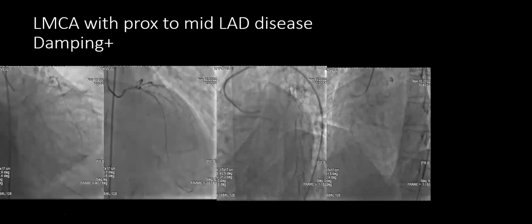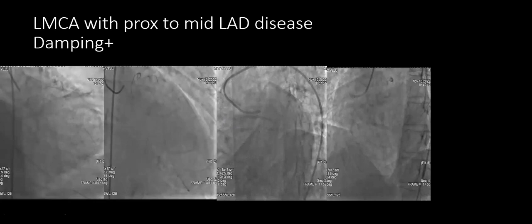See here, there is a very lazy lesion in the LMCA producing dampening. So I am removing the guide from each and every injection. Also, the RCA is showing a nasty, highly calcified mid RCA lesion.